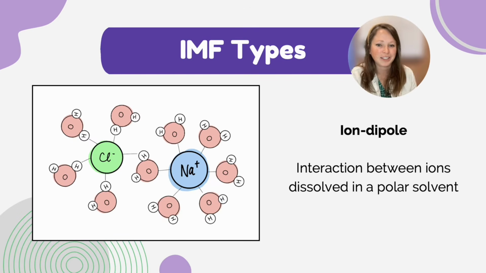We didn't talk about ion-dipole interaction, so let's talk about that briefly. An ion-dipole interaction occurs when you take an ionic substance and you dissolve it in a polar solvent. So as you can see here, we had sodium chloride, which separates out into Na+ and Cl-.